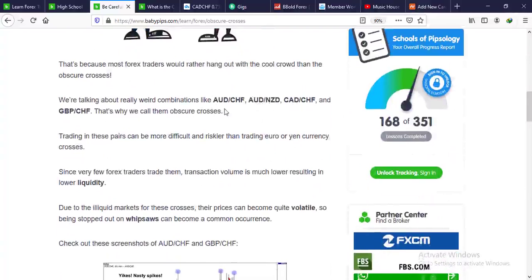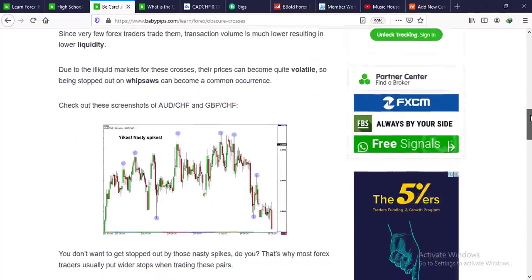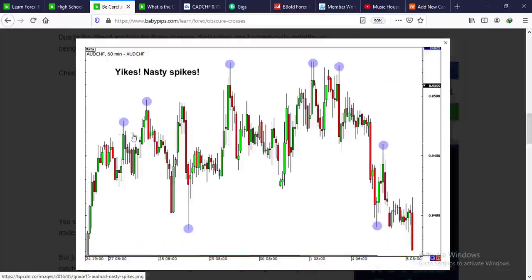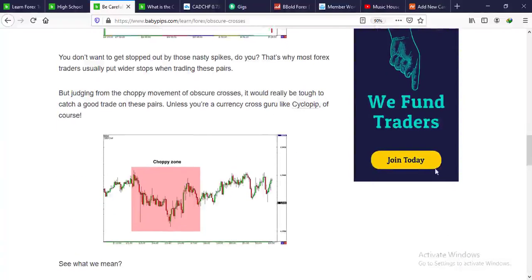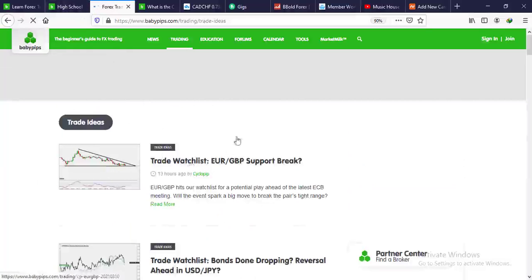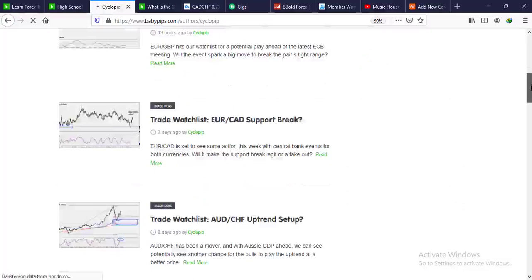Now they are called obscure because they are not often traded by most forex traders, and since they are not often traded, the market is very illiquid, and their spreads can be high, and they have lots of spikes, lots of wicks that can take you out because the prices can become quite volatile many times. So look at this chart here and look at the spikes to the top side. Unless you are a guru in trading currency crosses, you want to trade other currency pairs. People like Cyclopedia, who are experienced or professional cross-currency traders, know how to trade these cross-currency pairs.